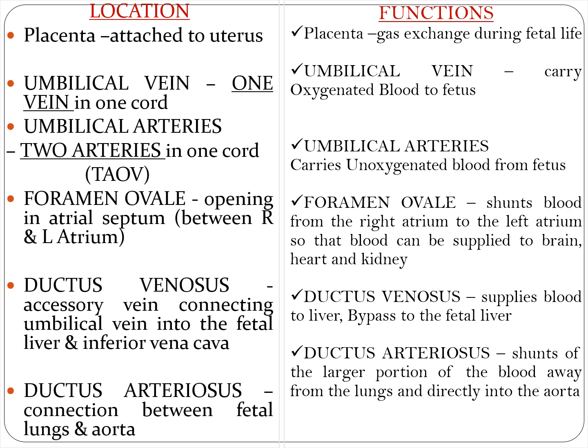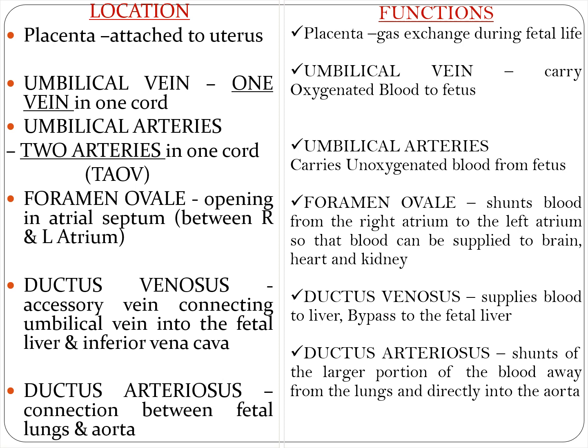Now we have the ductus venosus. It is an accessory vein connecting the umbilical vein to the fetal liver and inferior vena cava. The ductus venosus supplies the blood to the liver, bypassing the fetal liver. Magsusupply lang, bibigyan lang niya ng circulated blood natin. Hindi pa rin nagpo-produce ang ating fetus. The ductus arteriosus shunts off the larger portion of the blood away from the lungs and directly to the aorta.